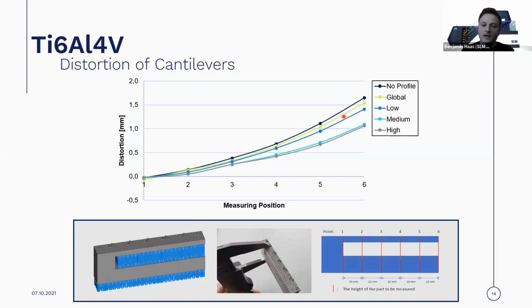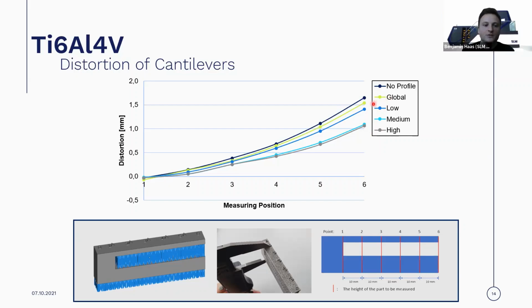If we don't use any profile at all, so really just the standard titanium parameter that we already know, we would end up with, of course, quite a high distortion. We didn't do any stress relief or anything, so this is as built. And then you can see that with those profiles, low, medium, and high, low does not have a significant impact. It improves a little bit, but really the large impact is on the medium and the high profile.